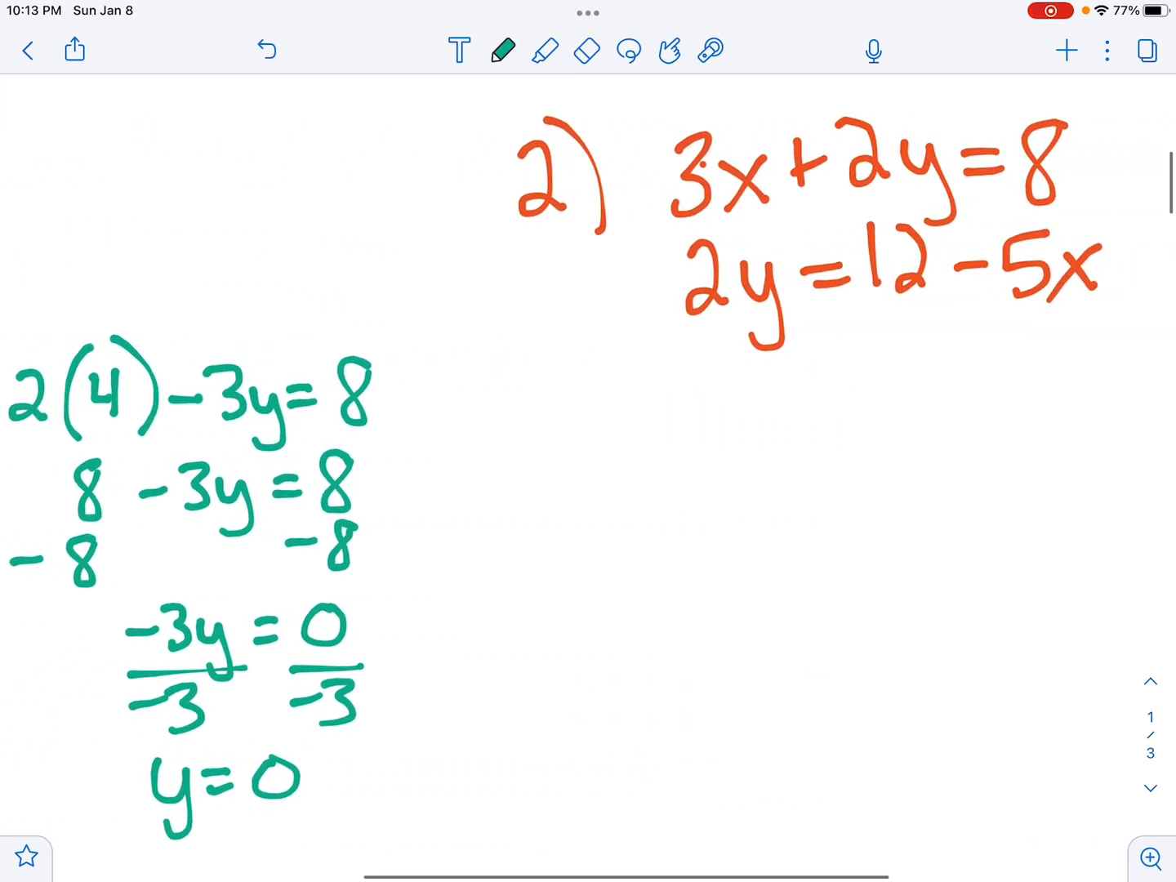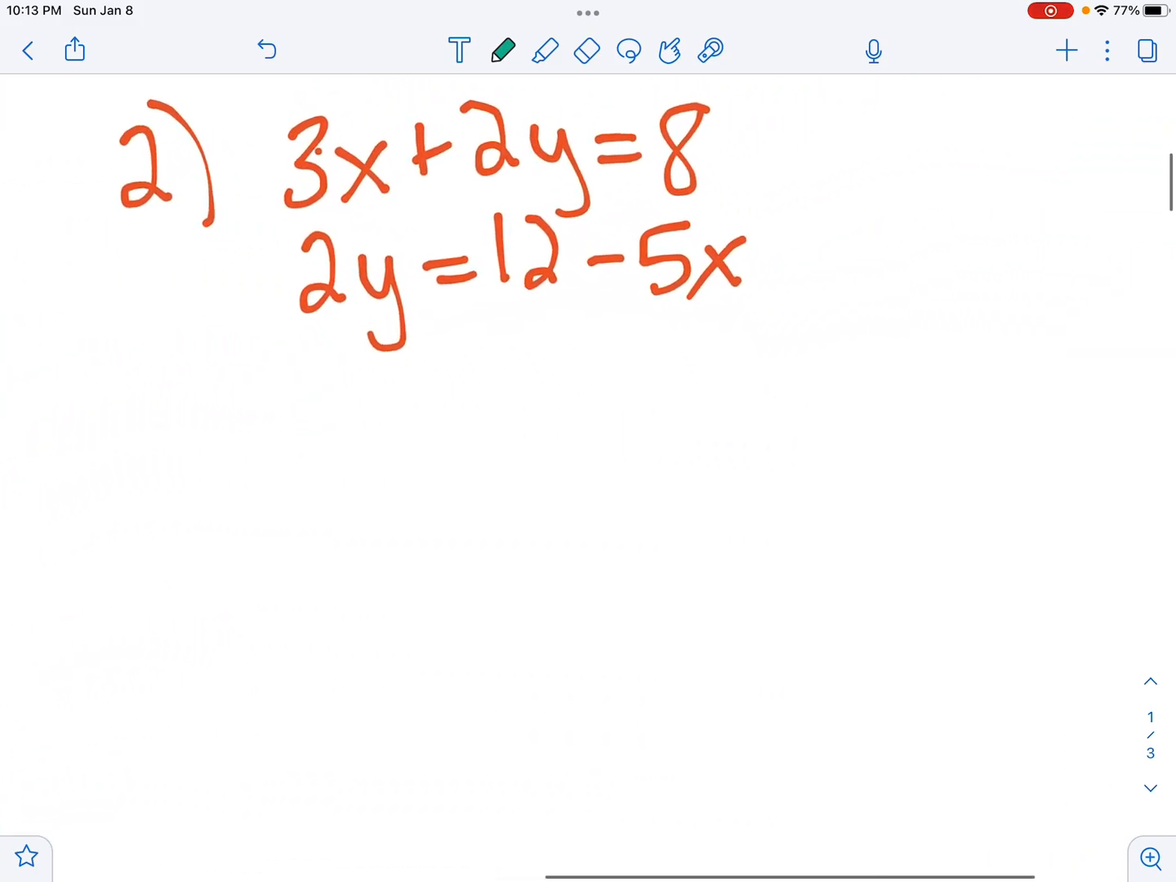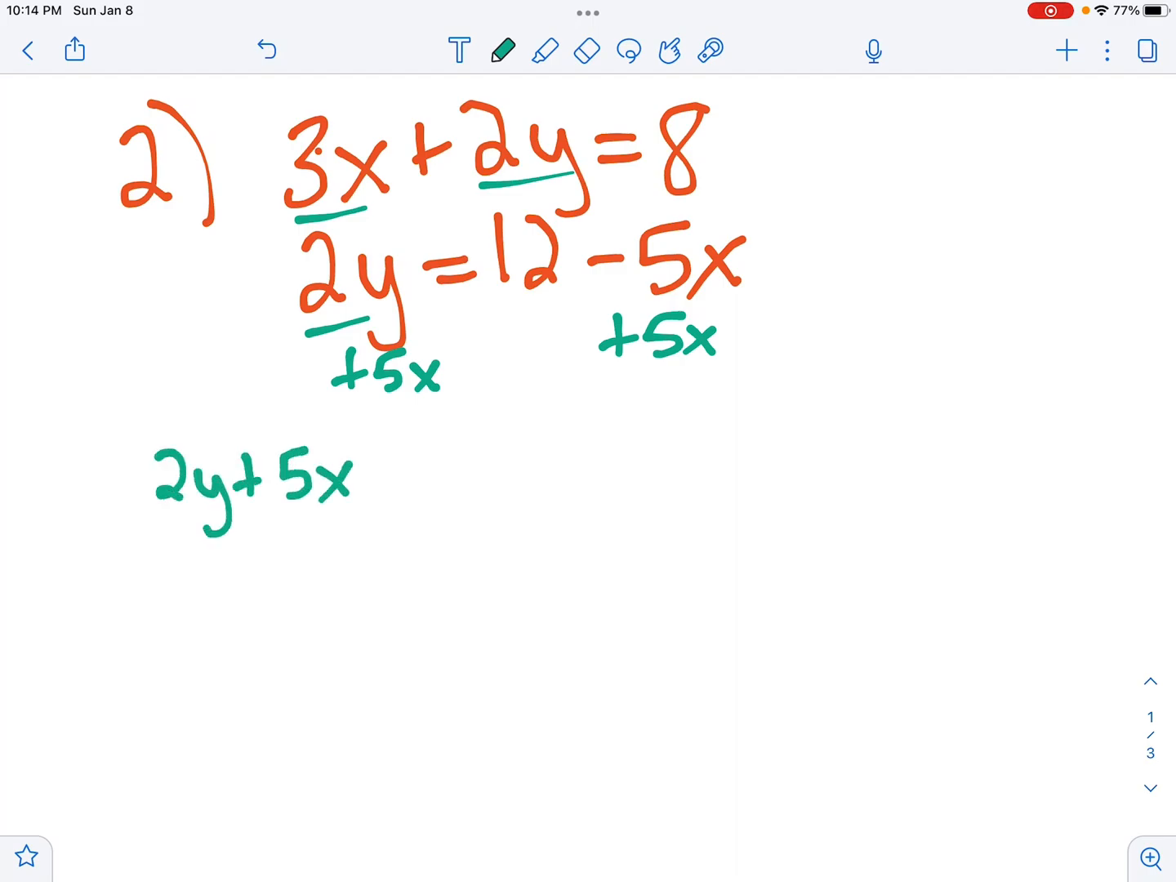Let's look at another one. Now, if we look at number 2, what's wrong with this problem? If I look at the first equation, x and y are on the same side. If I look at the second equation, they're not on the same side. So I need to rearrange to get them on the same side. Well, the easiest way to do that would be to add 5x to the other side. So we only have one step here. So we'd have 2y plus 5x equals 12.